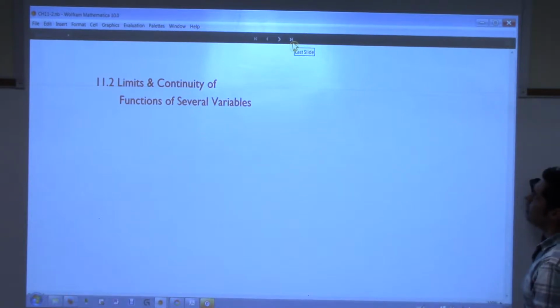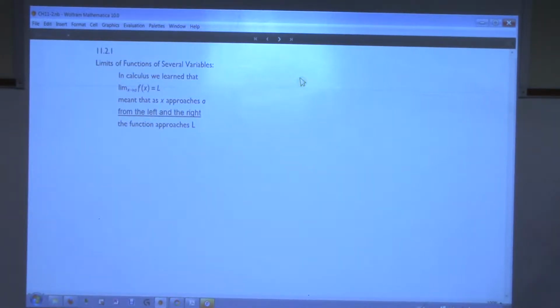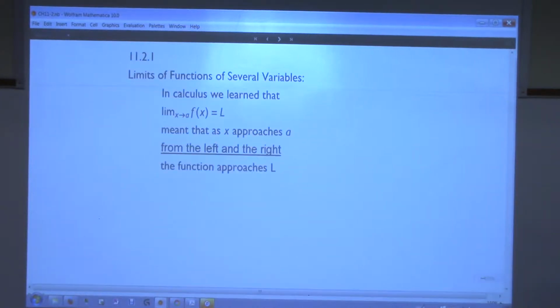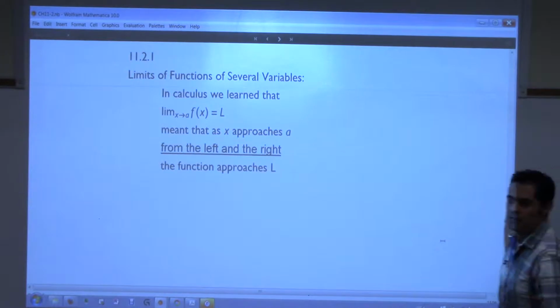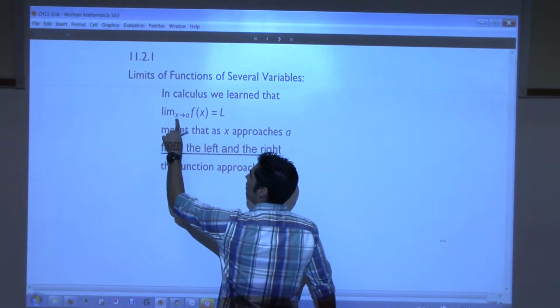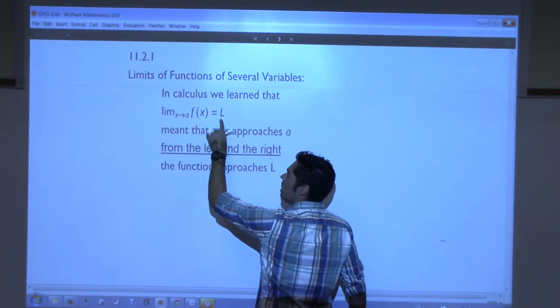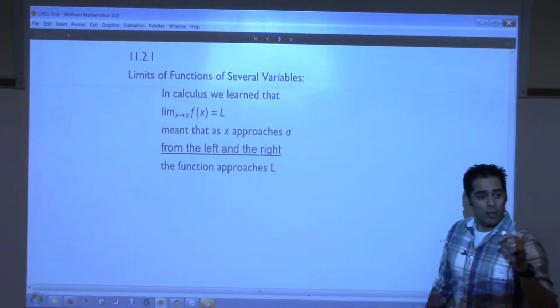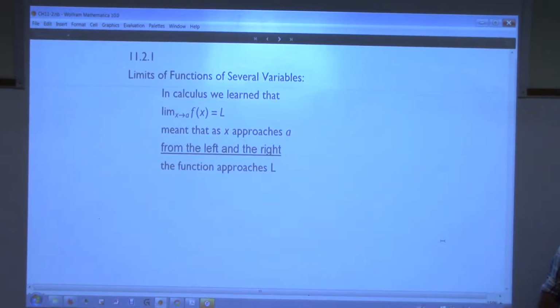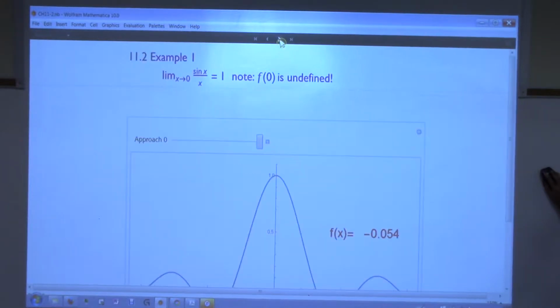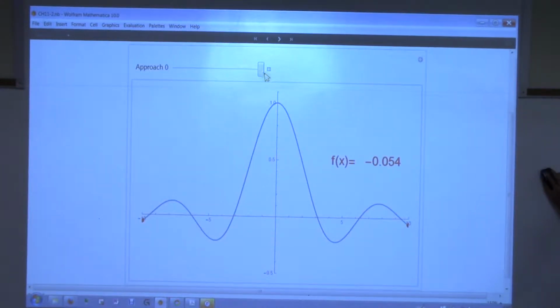So for the limit, this is tricky. Remember from Cal 1 the definition of a limit. Remember this notation? Limit x goes to a of f of x equals L meant that as x got closer to a, the function got closer to L. So a picture of this is this right here.